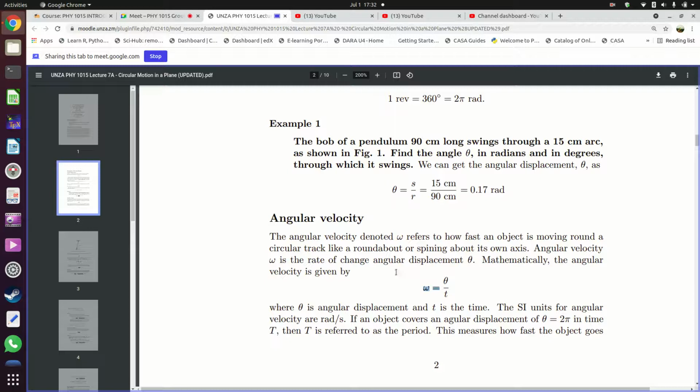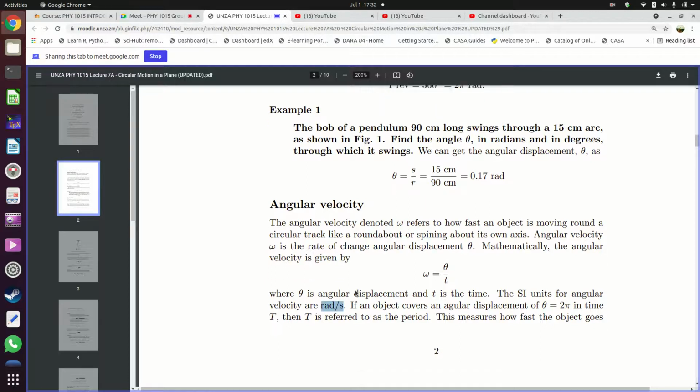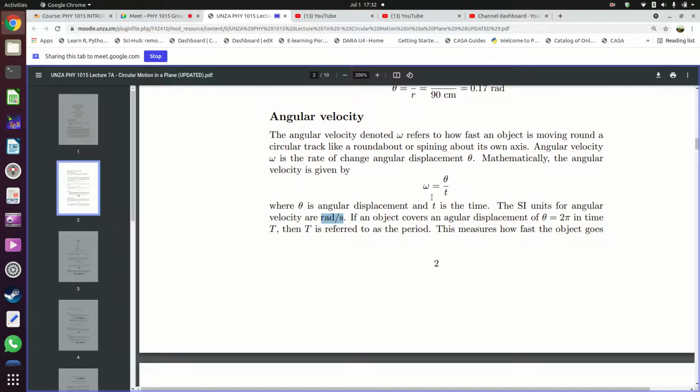The angular velocity is equal to the angular displacement divided by the time it takes to cover the said displacement. We know that the angular displacement is measured in radians and the time is measured in seconds. So radians divided by seconds, you end up having units of rads per second for angular velocity. So this is one way of defining what is referred to as angular velocity. Are we clear?